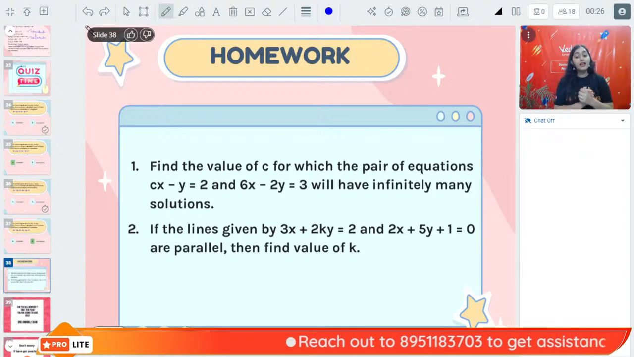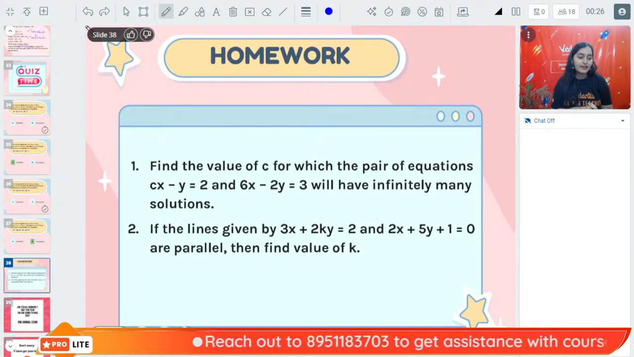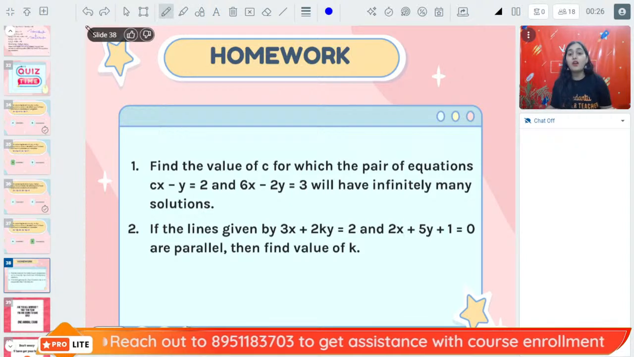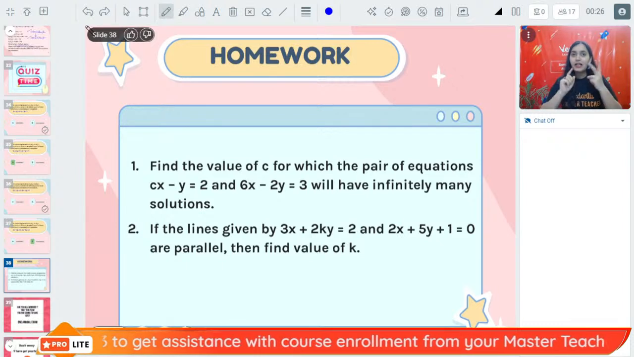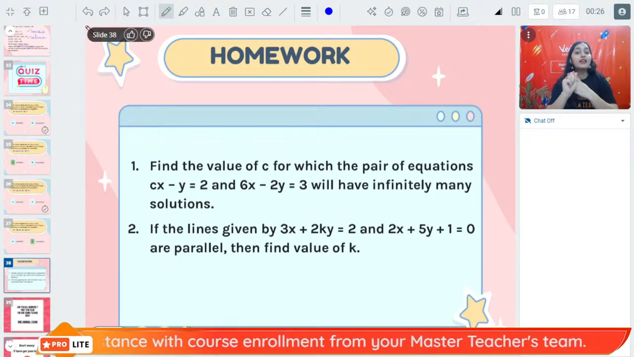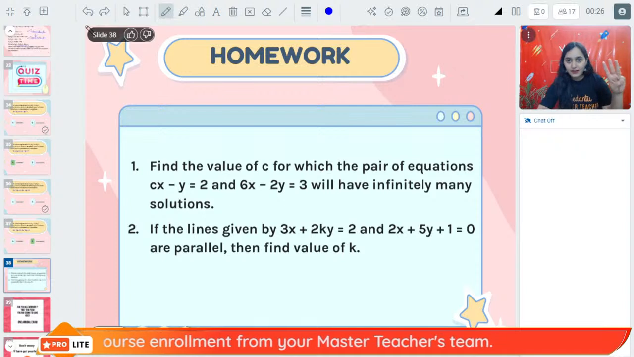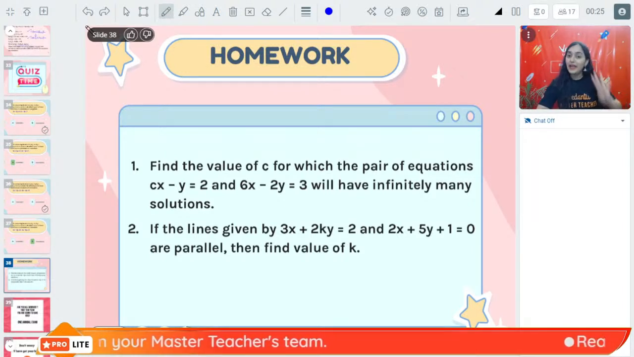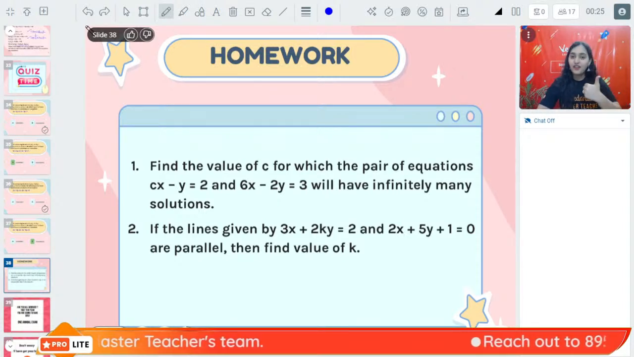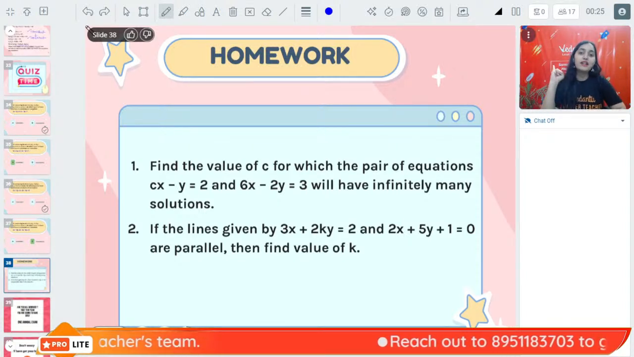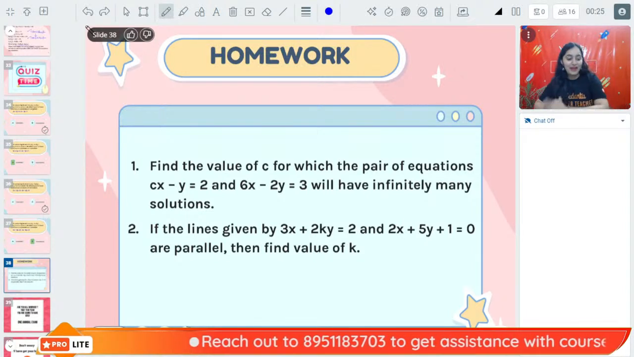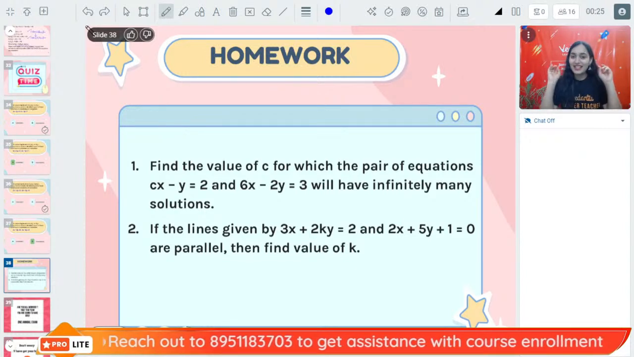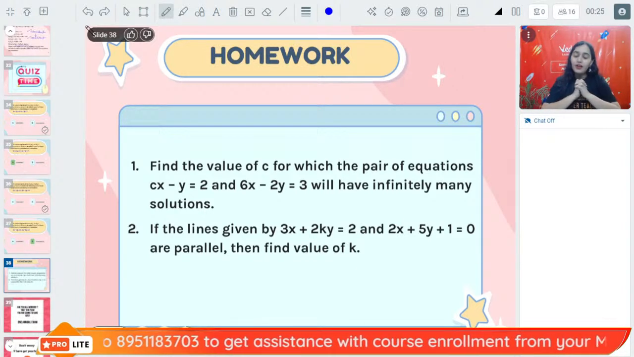inconsistent. Okay, guys, so that was all about today's class. I hope you have understood what all we have learned today. What are linear equations in two variables and their solutions, graphical representation of solution of a linear equation, then pair of linear equations, their graphical representation, and how to find solution of pair of linear equation by graphical method. Okay, so six different things we have learned today, and I hope you all have understood that.